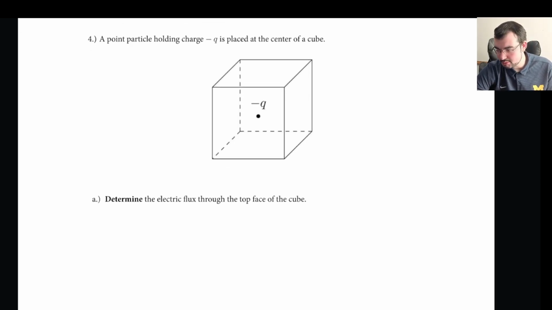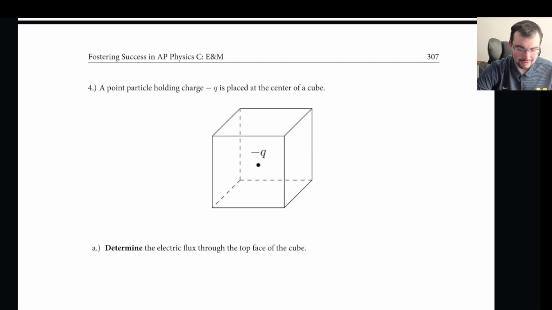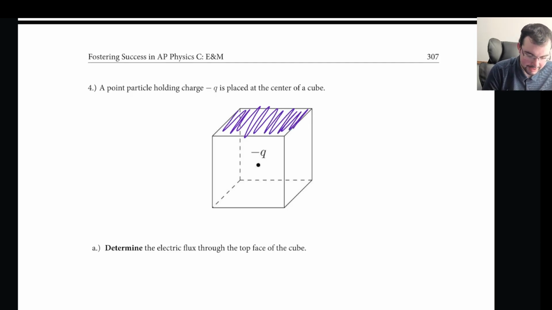Now we have a case where Gauss's law is usually our only way out. Suppose I have a point particle that's placed at the center of a cube. And here's where we have to read. Determine the electric flux through the top face of the cube. I don't want the electric flux through the cube. I just want it through this top face.